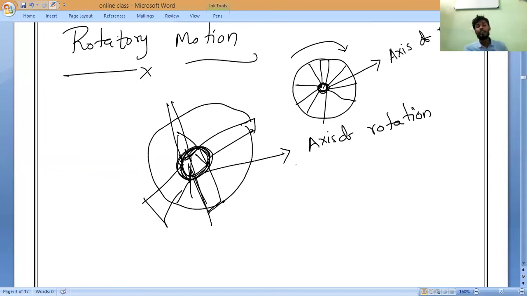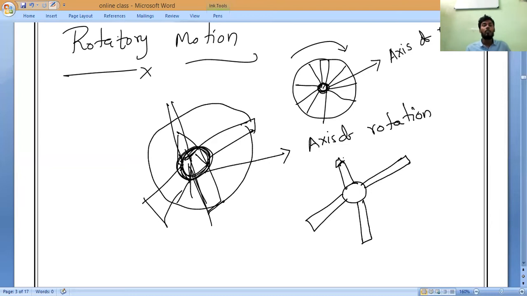Now, without this middle part, is it possible to rotate the wings? No, sir. Without the middle part, is it possible to rotate any wheel? No, sir. So the complete body is rotating with the help of what? With the help of the axis of rotation. Then that motion is called what?